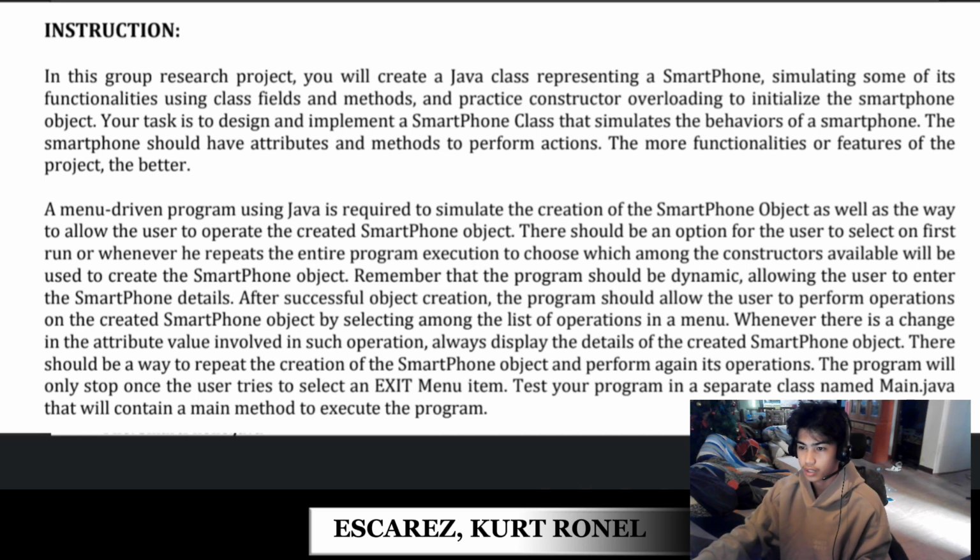After successful object creation, the program should allow the user to perform operations on the created smartphone object by selecting among the list of operations in the menu. Whenever there is a change in the attribute values involved in an operation, always display the details of the created smartphone object. There should be a way to repeat the creation of the smartphone object. The program will only stop once the user selects an exit menu item. Test your program in a separate class named Main.java that will contain a main method to execute the program.